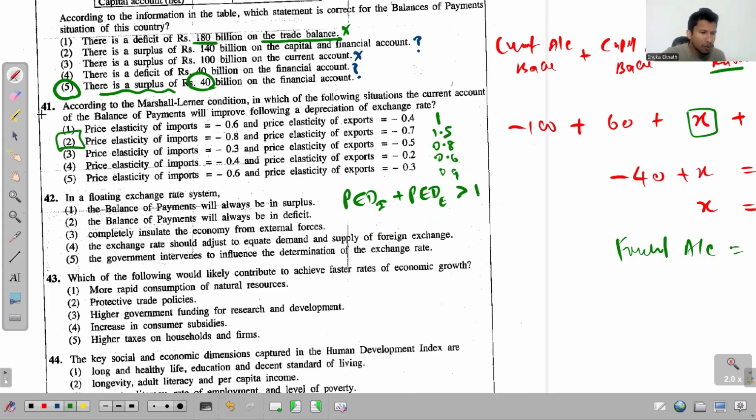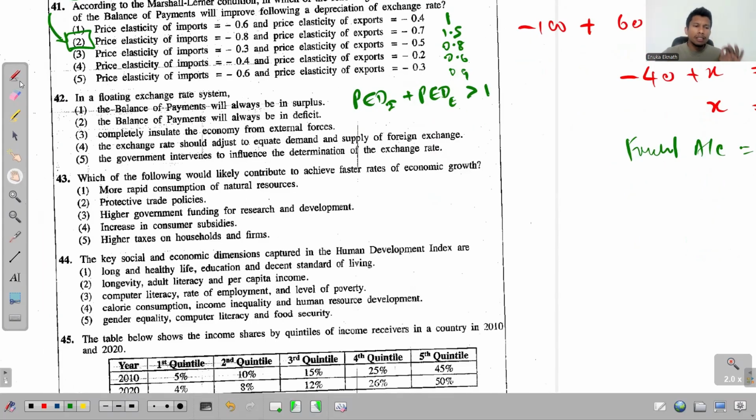That's the second option. So for 41, second one is the answer. Right. 42. It says in a floating exchange rate system. First one, balance of payments will always be in surplus. See, we don't know that again. Just because we have a floating exchange rate system, it doesn't always ensure that we have a surplus or even we have a deficit in the balance of payment.